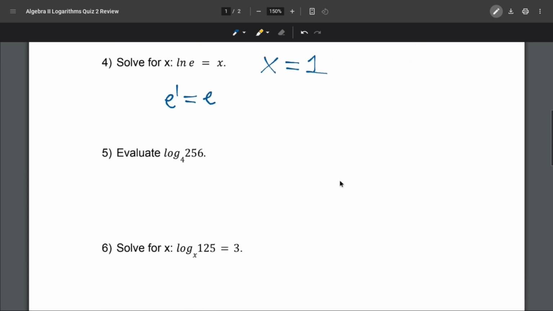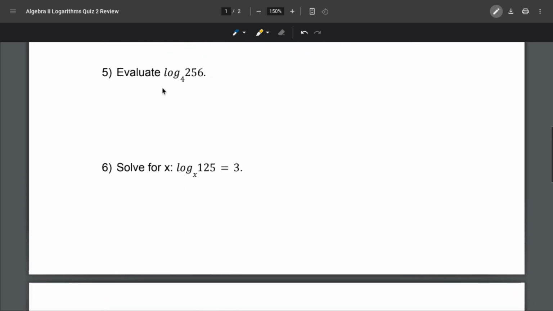Okay, let's take a look at this next one. It's a regular logarithm here. We're asking ourselves, how many 4s do we multiply together to get 256? So if I do 4 times 4, that's 16. And if I multiply by 4 again, that's 64. And if I multiply by 4 again, that's 256. So we have 1, 2, 3, 4 4s multiplied together to get 256. So the log with the base of 4 of 256 is equal to 4.